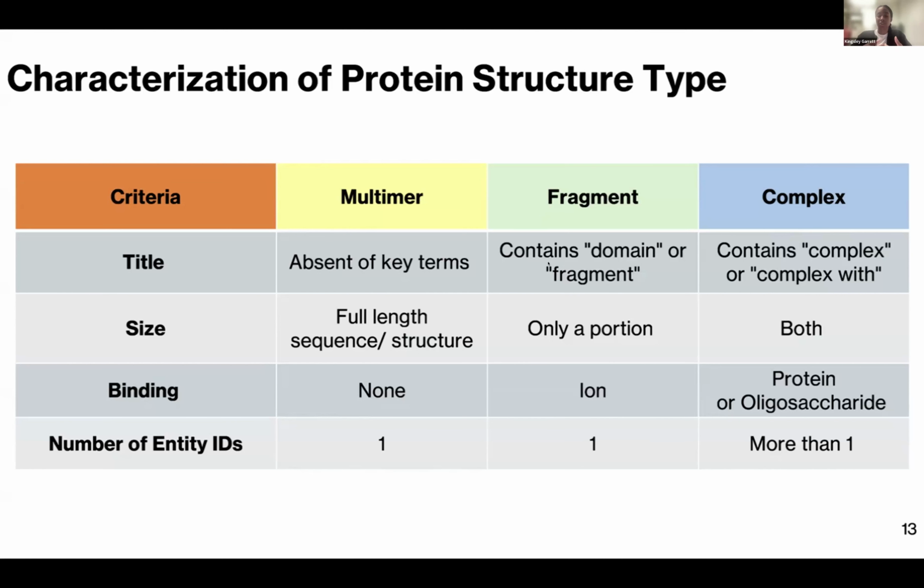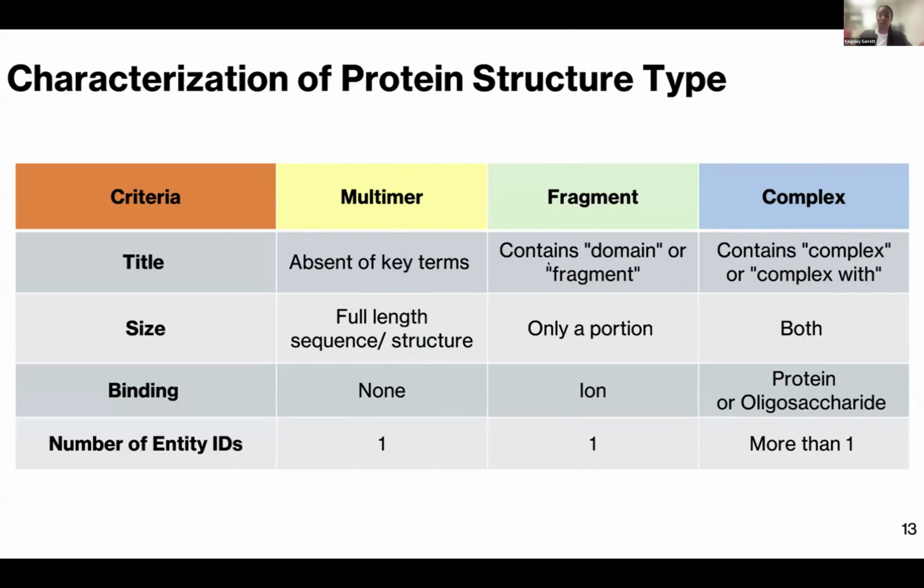And then moving on to size, multimers are going to be whole protein structures. So this means that they were full-length sequences or structures. And so from the PDB, we compared the sequences given there to the one in UniProt to make sure it was equivalent. And then for fragment, it was only a portion. An example of this would be a collagen with only 1 alpha chain instead of having 3. And then for complex, it can be both. So this means that the complex could be a fragment and a full-length protein together, or it could be just 2 fragments in complex with each other.